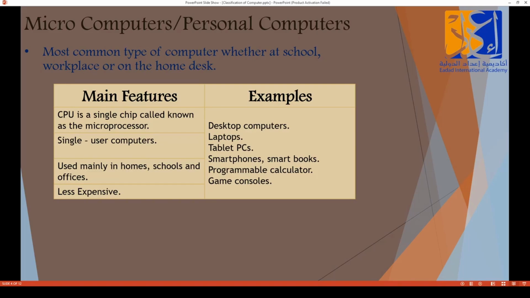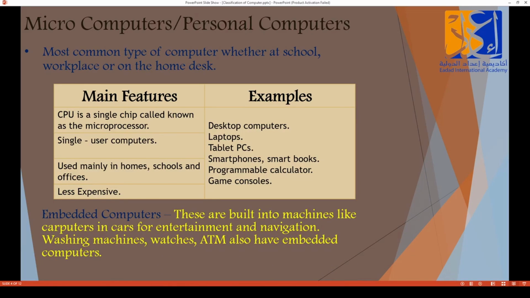Is this thing clear? So just keep in mind that the computer we work on is known as the microcomputer, PC. It includes also our smartphones, our laptops, our tablets, our Xbox consoles as well. Clear? Now, embedded computers. What are embedded computers? Embedded computers are built into machines, like computers in cars for entertainment. Now, you know, in cars also we have embedded computers. It's used for entertainment, meaning listening to music, and for navigation, for telling us the directions.